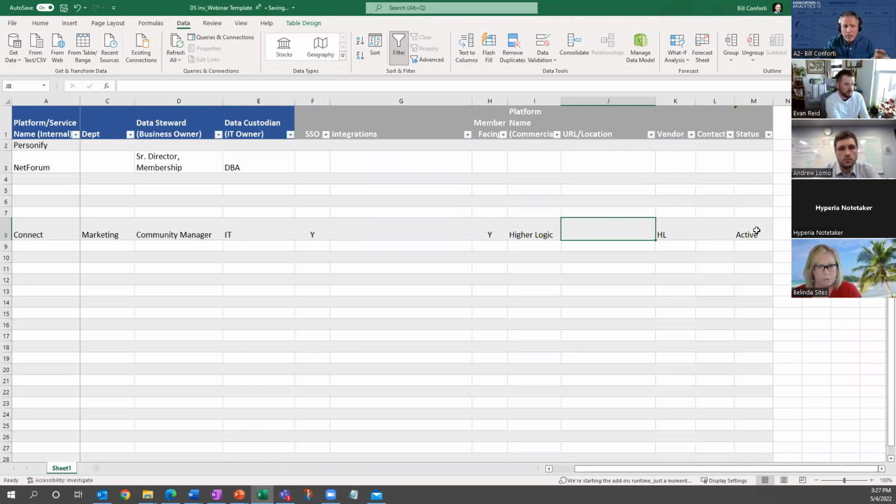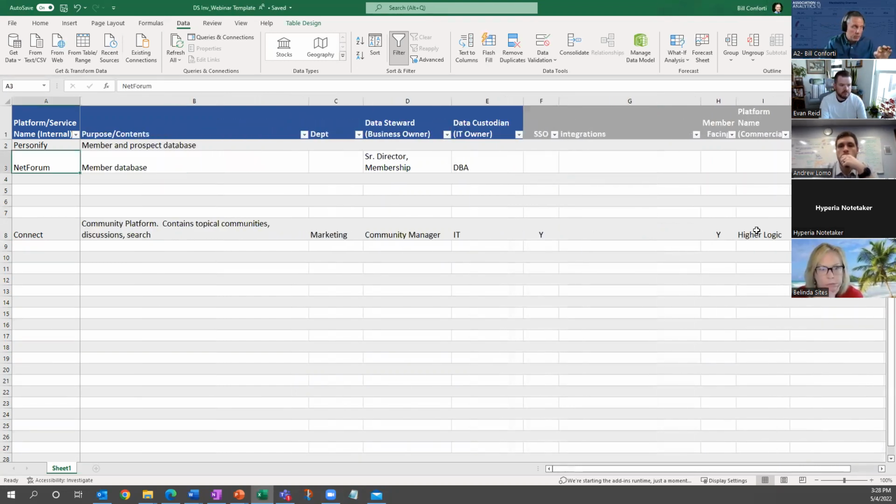And then some basic things like who's the vendor, maybe if we have a contact, and then status. And by that, I really just mean active or inactive, right? Associations change a lot, right? And so just because you don't use that system anymore, it doesn't necessarily have to be deleted from your inventory, you mark that as inactive. Sometimes they're going to have legacy data that you might need as well. Okay. So, starting with AMS.